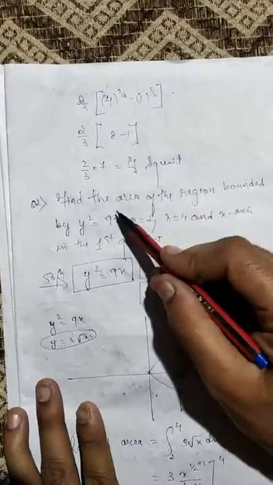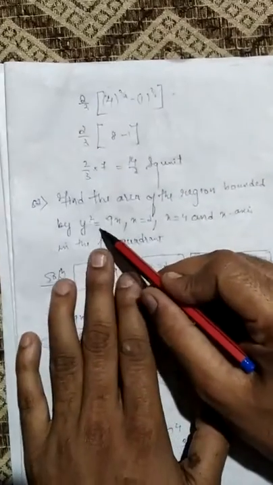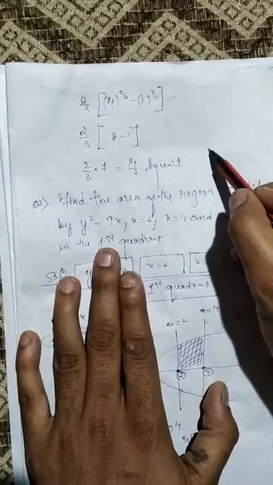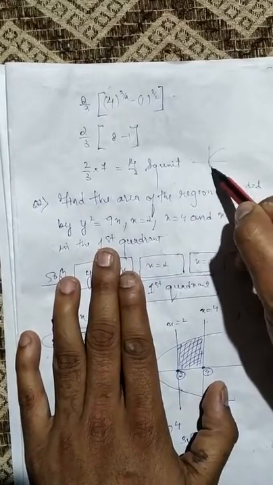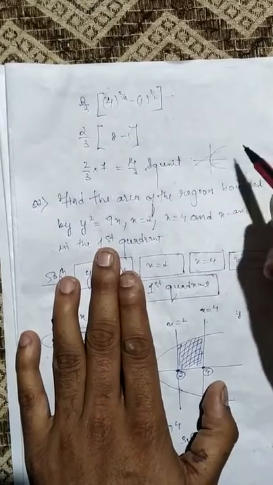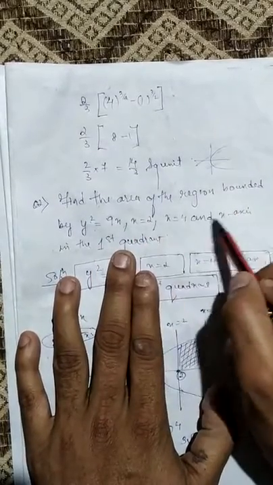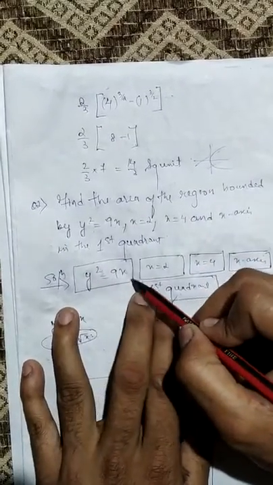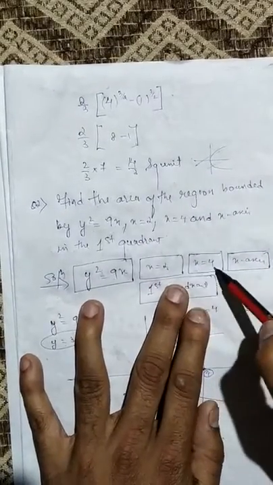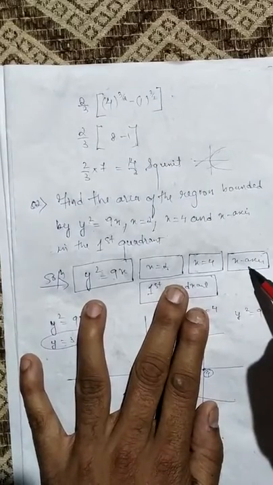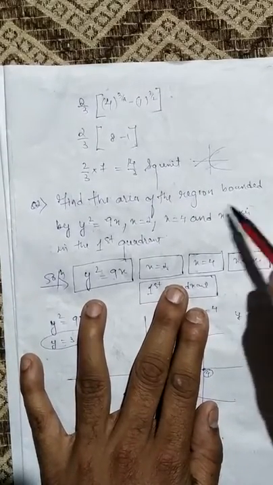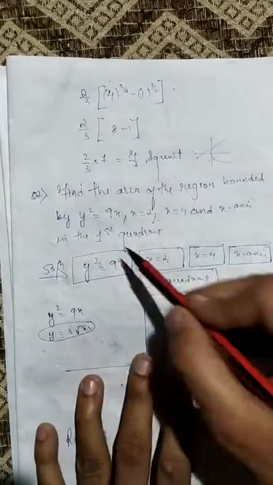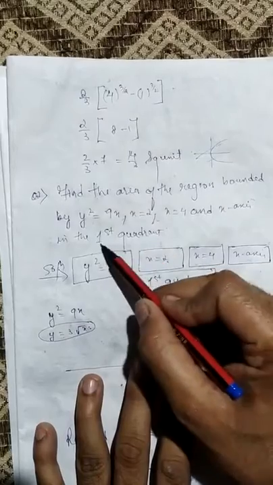Now here, find the area of the region bounded by y square equal to 9x. Now that thing should come to your mind, that the diagram looks something like this. So keep in mind these are the key points given to you: y square equal to 9x, x equal to 2, x equal to 4, and the x-axis. The x-axis is the clue. Now, in the first quadrant, only this is your first quadrant. Here it is exactly mentioned, the first quadrant.